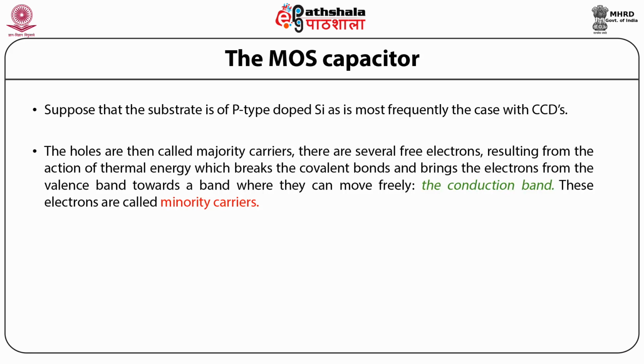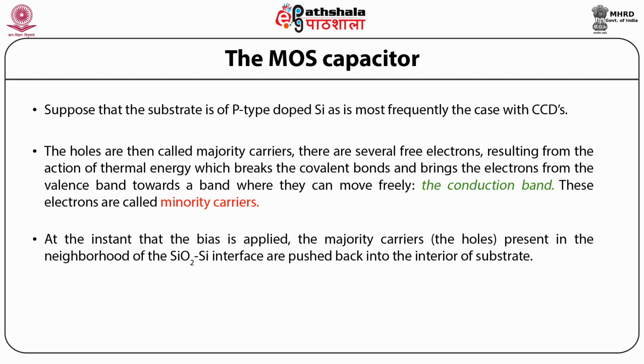There are several free electrons resulting from the action of thermal energy, which breaks the covalent bonds and brings the electrons back from the valence band towards a band where they can move freely, the conduction band. These electrons are called minority carriers. The gate of a MOS capacitor is biased positively with about 10 volts.